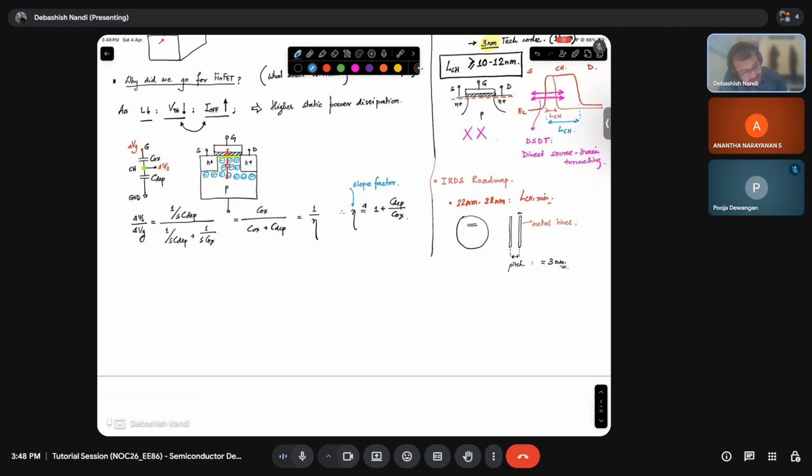So what is eta minimum? 1, right? And when will that happen? When my C depletion is very small, right? So now what is psi s? Can I write this as some constant plus Vg by eta? I'm just integrating this.